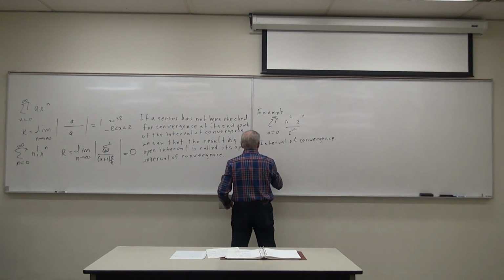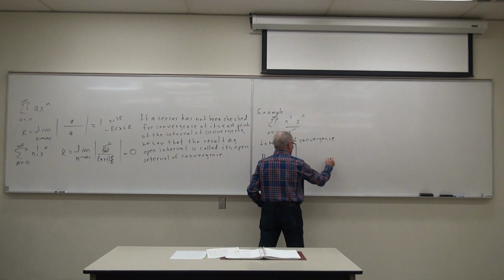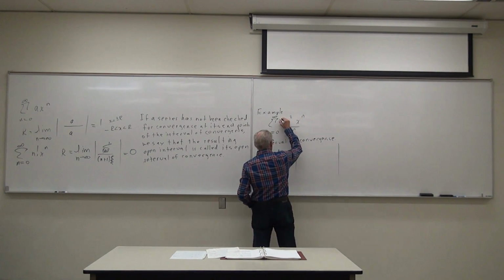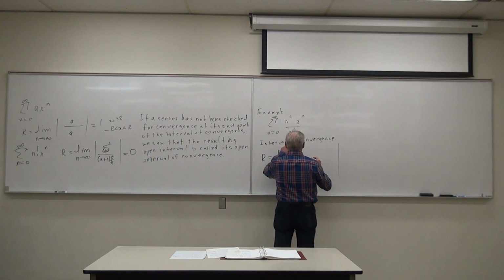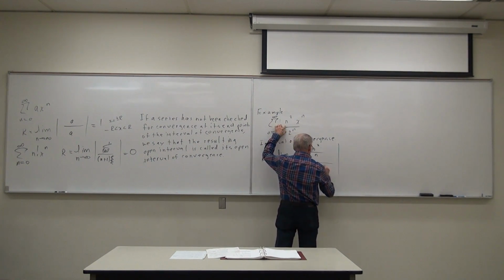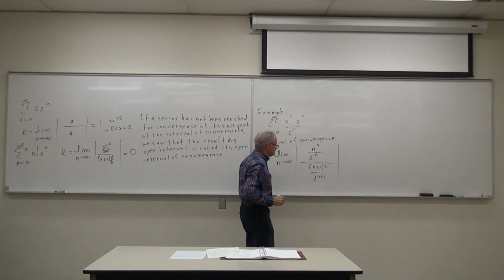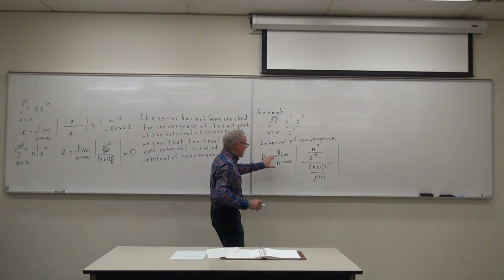So here we go. First thing we want is the radius, because it's going to tell us just about everything except the endpoints. So, absolute values. A sub n, that which sits in front of x to the n, squared over 2 to the n. That which sits in front of x to the n plus 1, squared over 2 to the n plus 1.